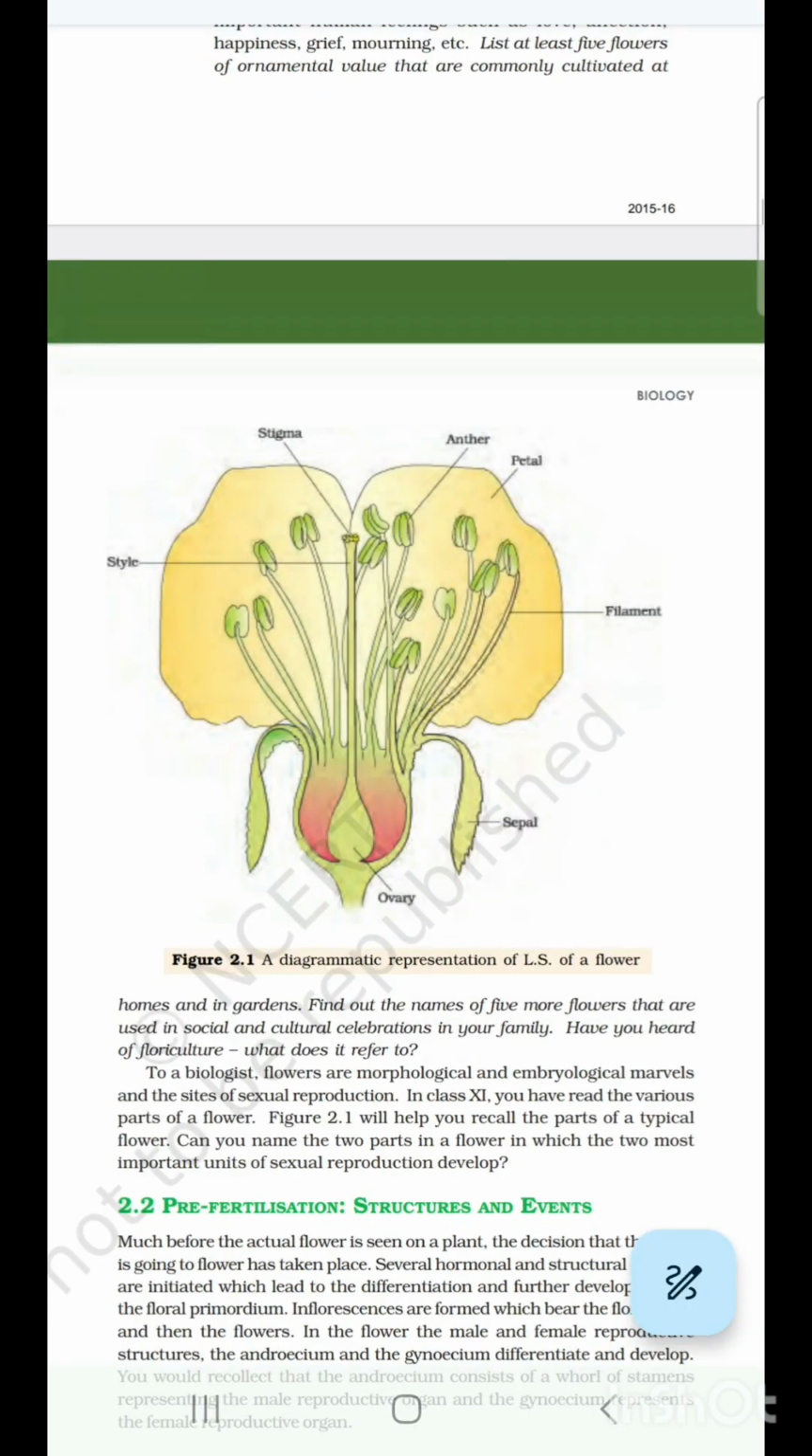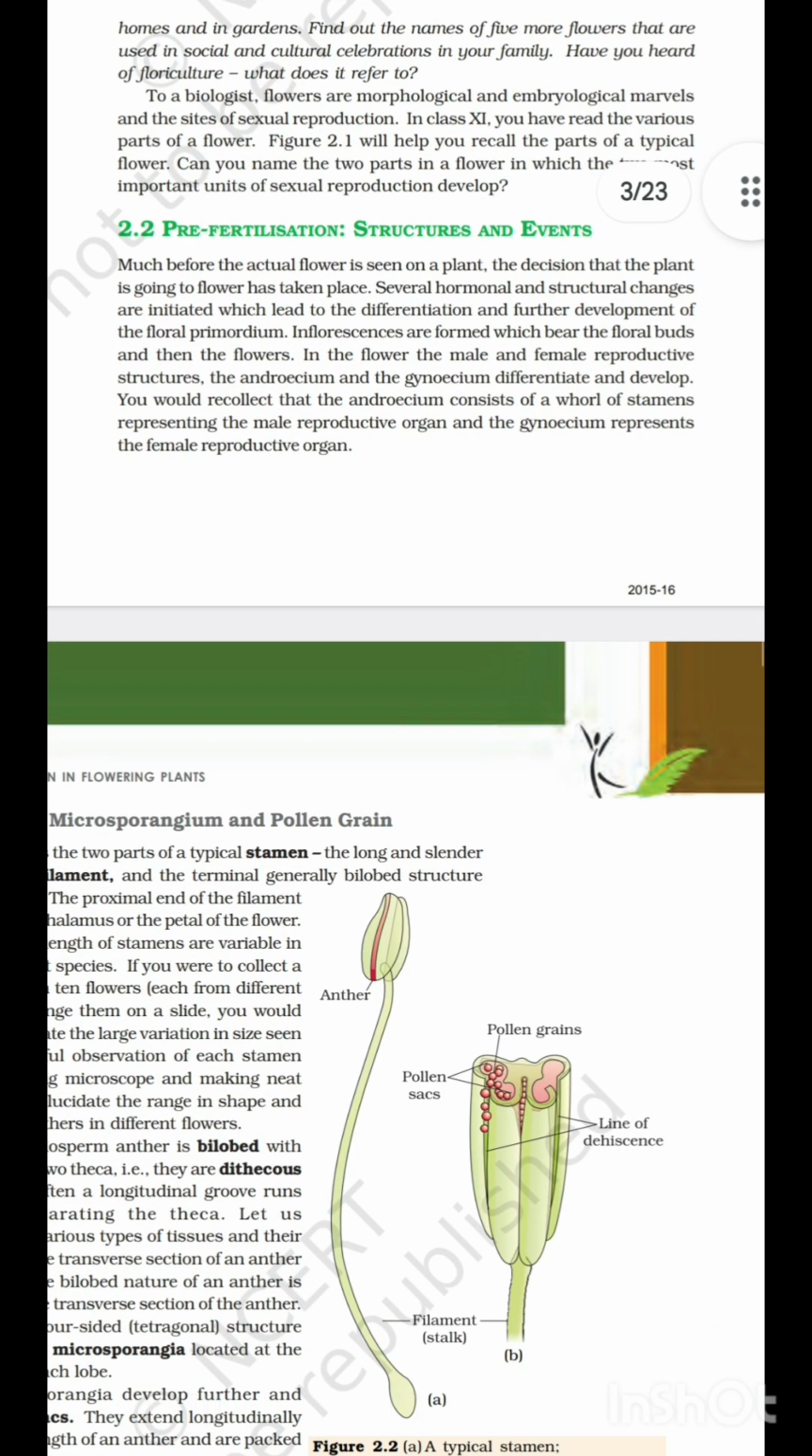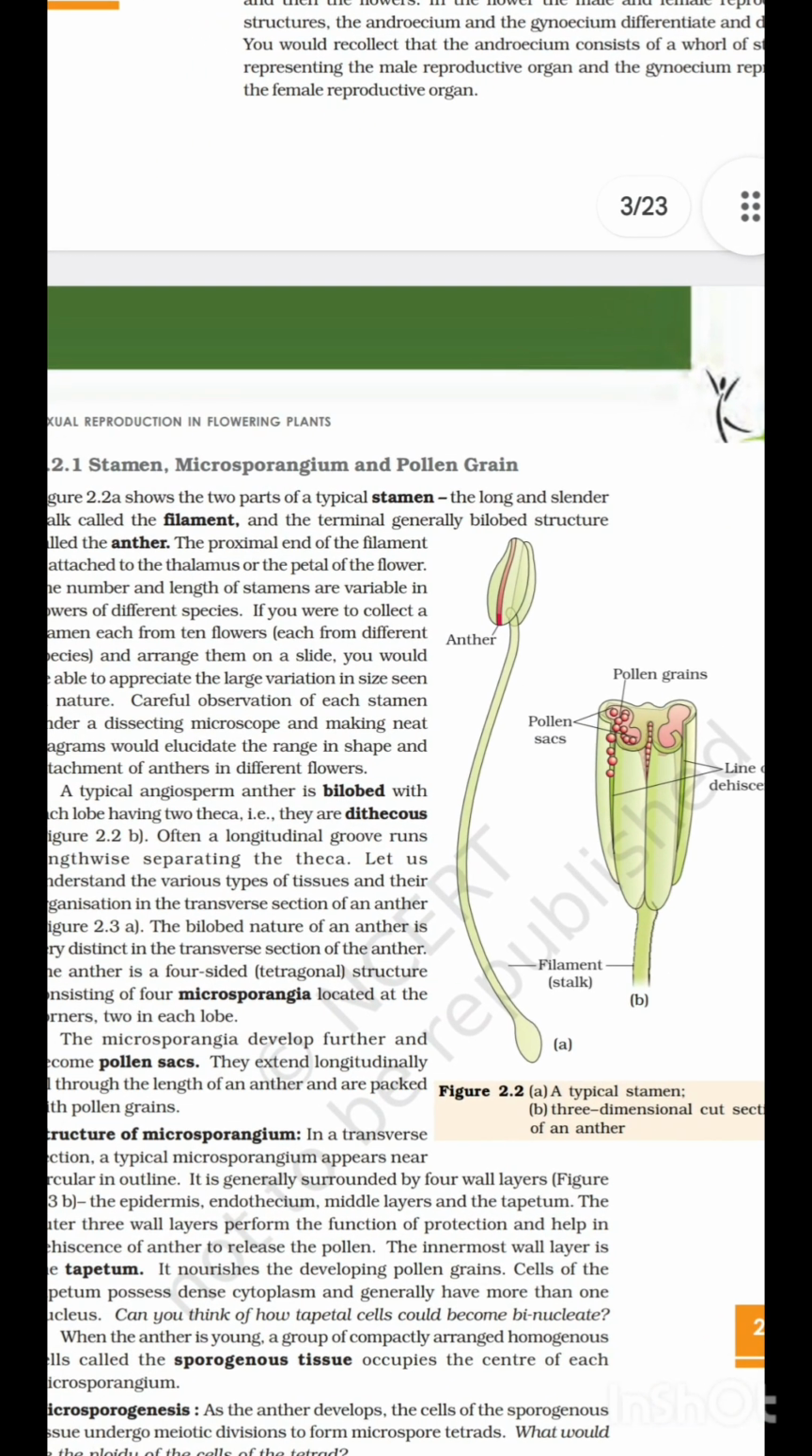Then the two reproductive parts, or essential whorls, are the androecium and gynoecium. The individual unit of the androecium is known as a stamen, and the collection of stamens is known as the androecium. The female reproductive part is the gynoecium, whose individual unit is known as a carpel. So let us discuss these parts of a flower in detail.